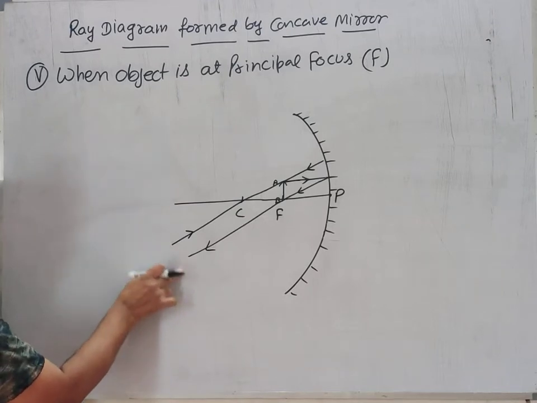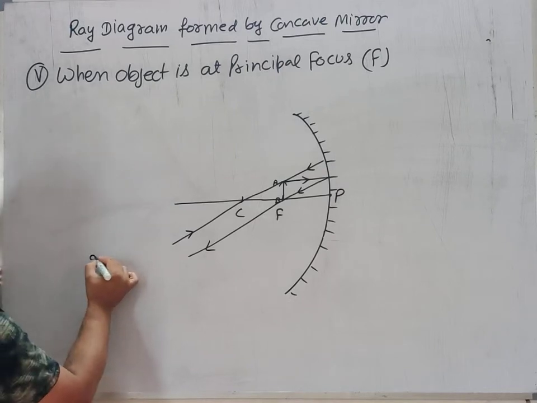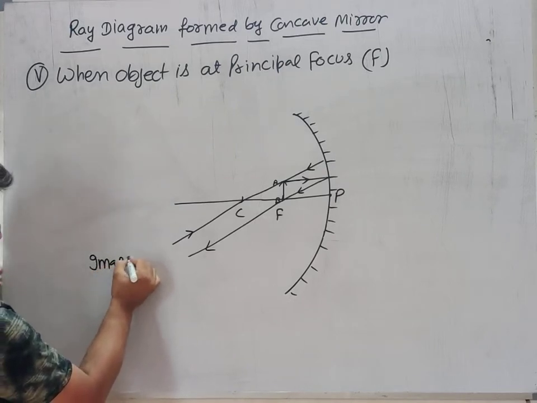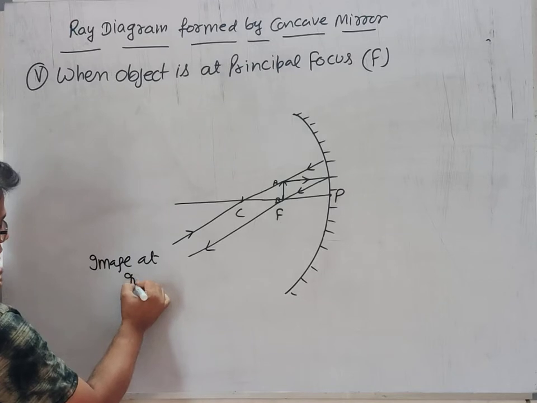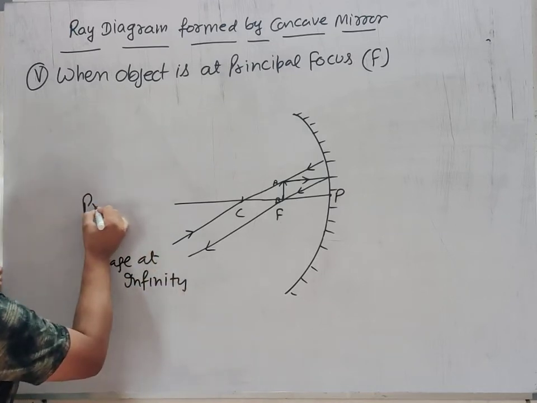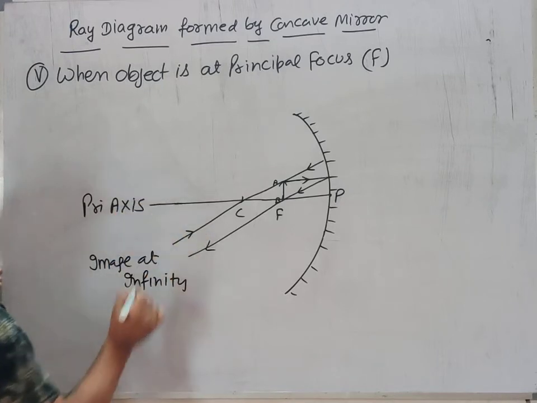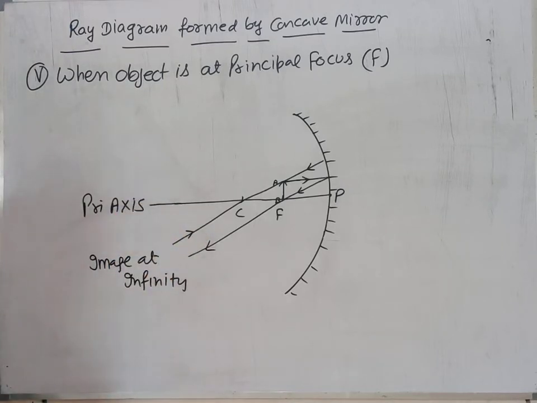We are observing that these two rays are parallel. When rays are parallel, the image will be formed at infinity. So image at infinity, and it is the principal axis, this one.